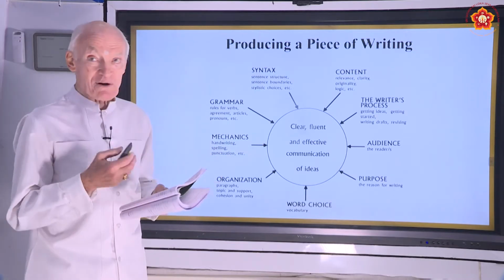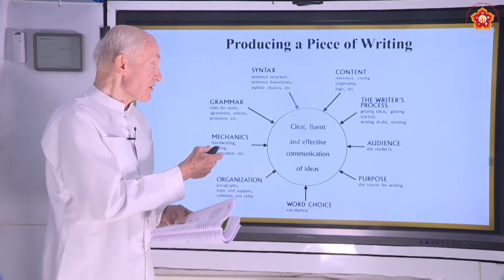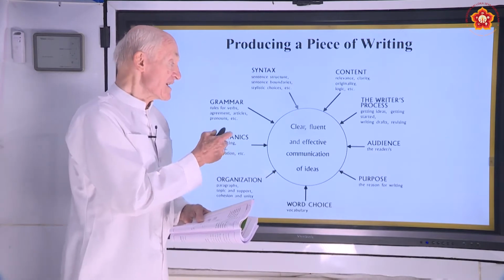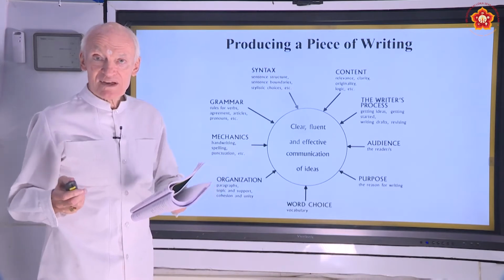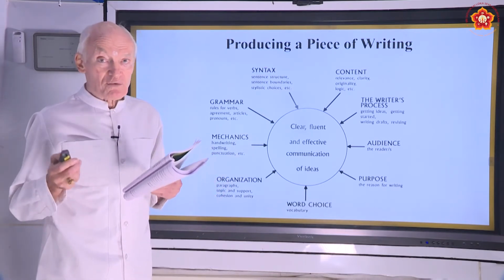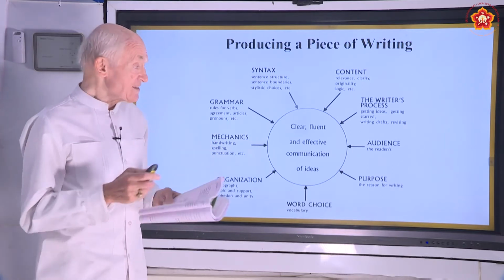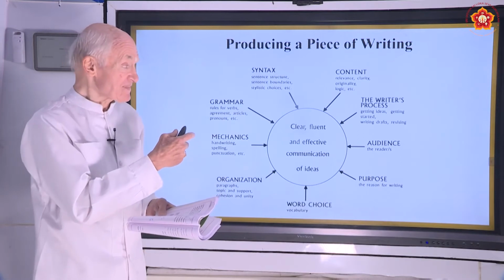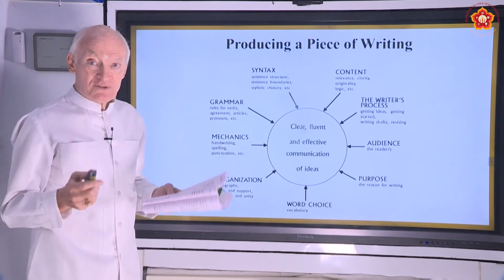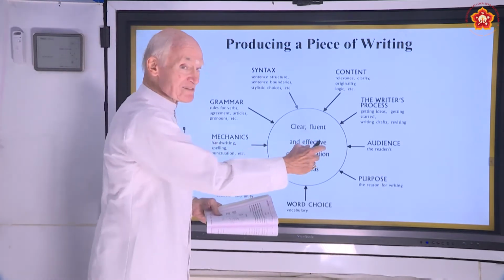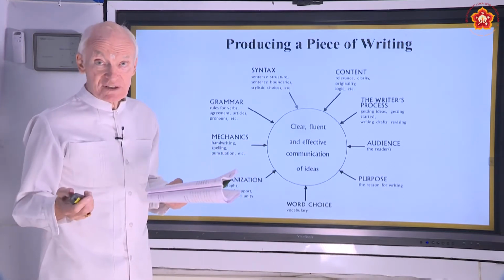It's actually a flower. In the middle, or the inside of the flower, is clear, fluent, and effective communication of ideas. So when we write any work, any paragraph, any story, we want to have a clear, concise flow of ideas. And this flower has 9 petals. We start over here at 3 o'clock with our reason for writing, which is the audience. And the audience is the readers that are going to read this particular work of art.